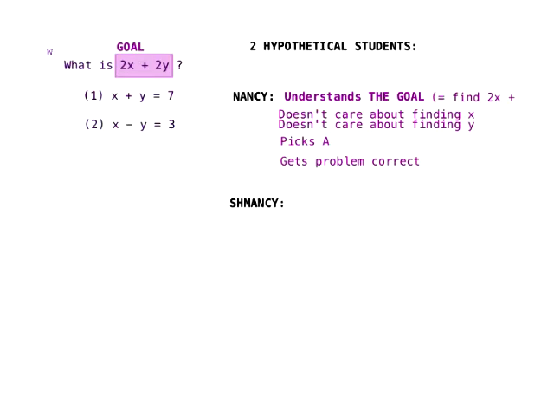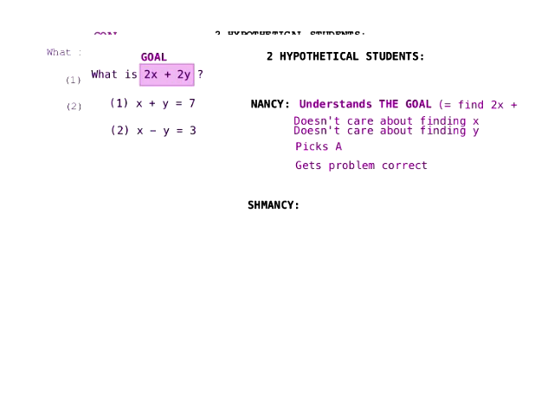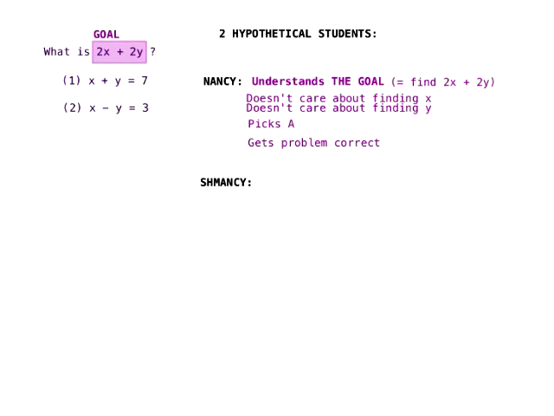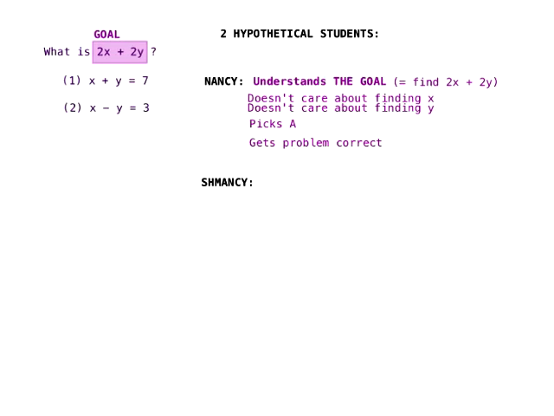Okay. So Nancy in this problem understands what the goal is. She understands the goal of the problem is to find 2x plus 2y and not x or y. And so she gets the problem right because she understands that's the point of the problem. So because she understands that you don't have to get x or y, she picks A.